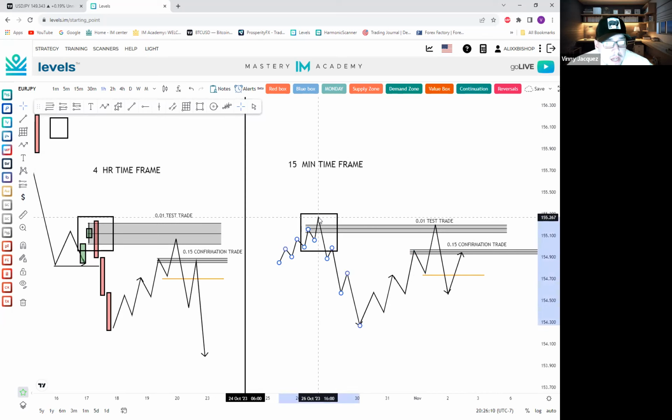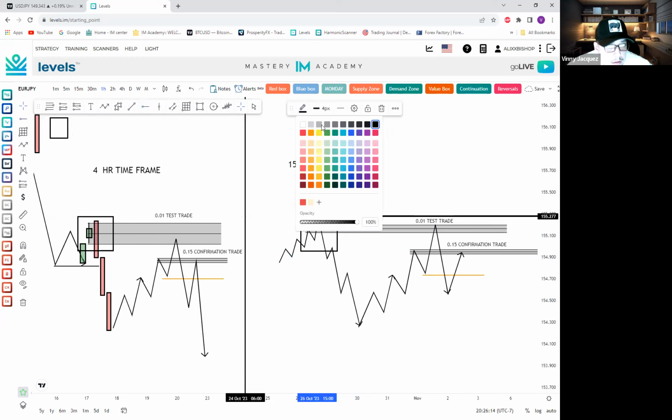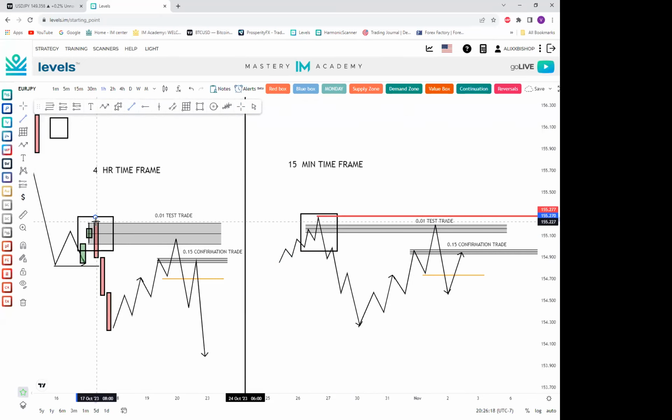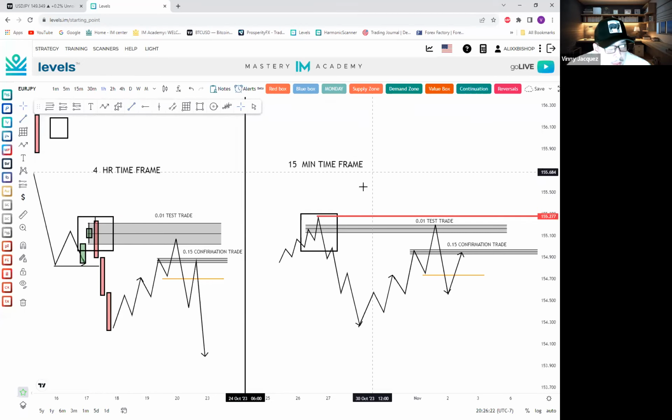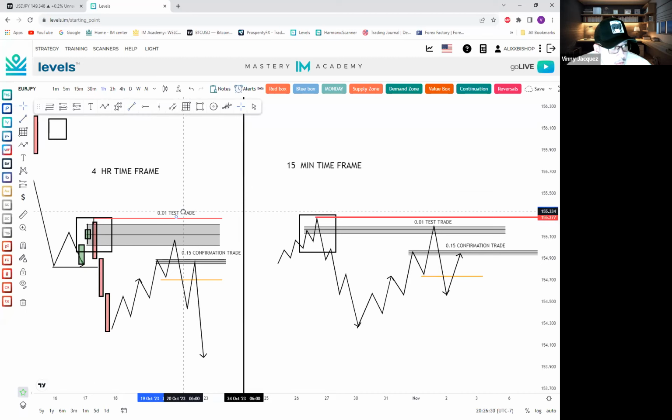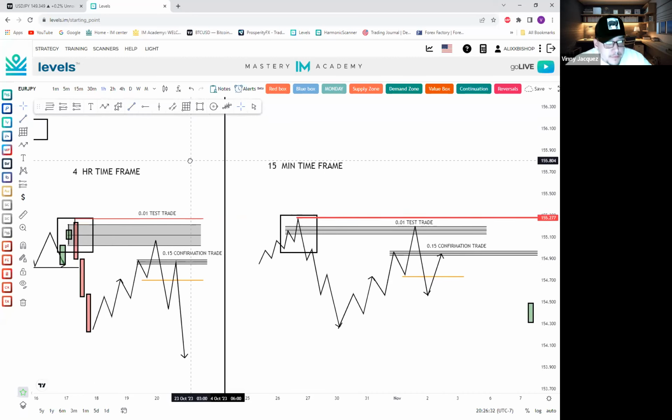Our stop loss will always go above the high. I'm gonna put a wick right here. I should have put that. That's my bad. Our stop loss will always go above the high.